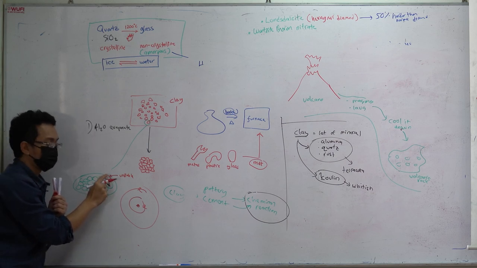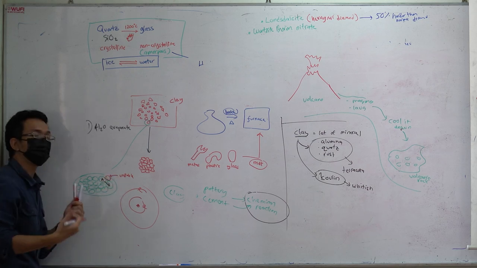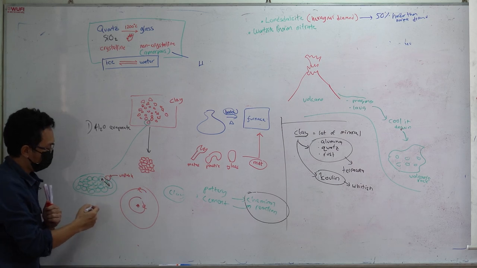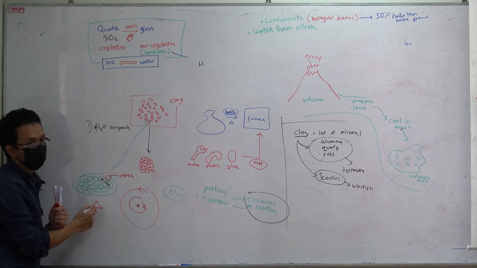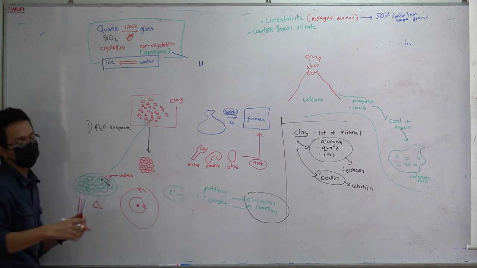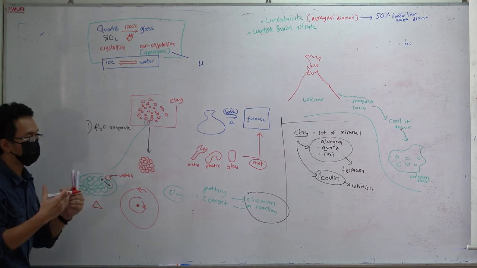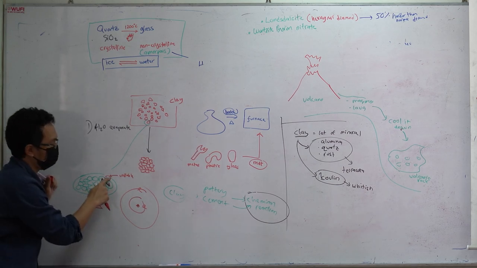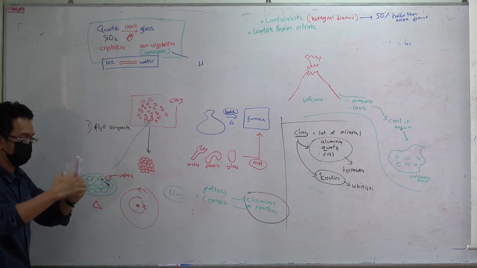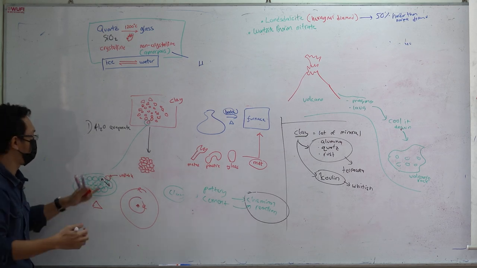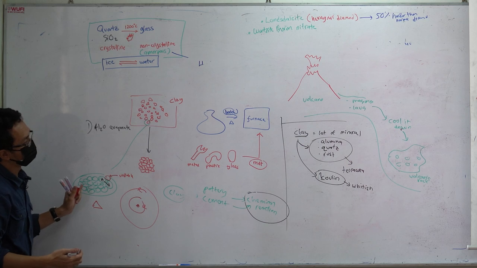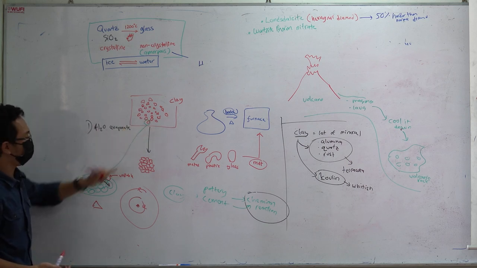Because they are unstable, they try to become stable, because everything tries to become stable. So when you heat a clay, you give energy. So these atoms will jiggle around, to the point that this unstable atom will break away from this crystal. So when you bake a clay, what happens?